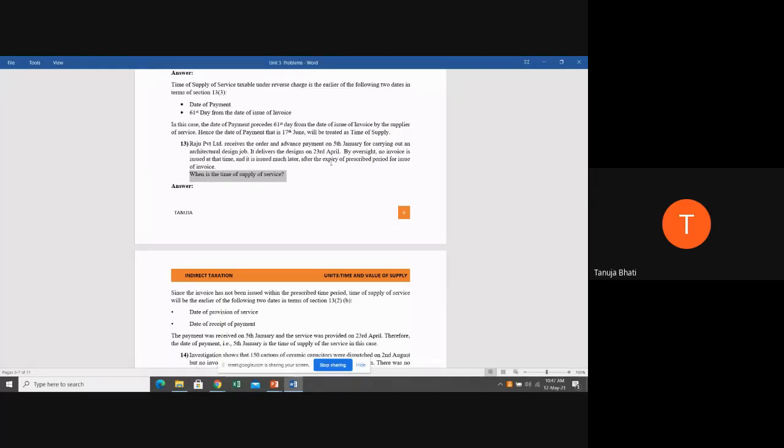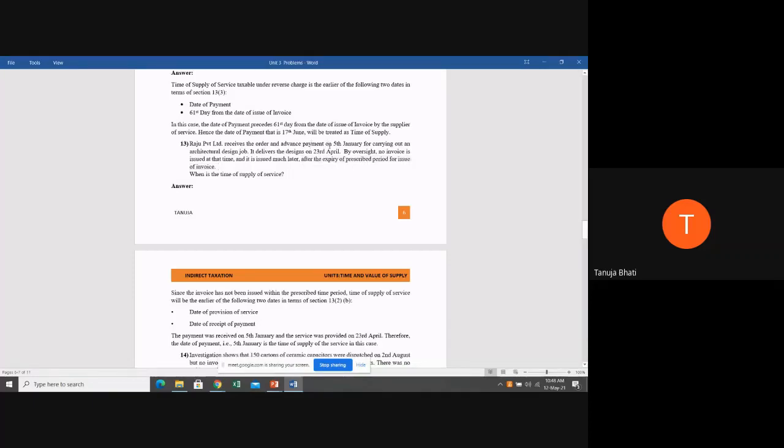Now under forward charge for services, what are the provisions? First, we need to see whether the invoice is issued within the prescribed time. Here they are clearly mentioning that the invoice is issued much later than the due date of issuing the invoice. So it is not issued within the prescribed time. Then the second clause, that is section 13 subsection 2 clause B, says that if the invoice is not issued within the prescribed time, the time of supply will be the earlier of two dates. That is the date on which the services are provided or the date on which the payment is received, whichever is earlier. So let us see in this case what is earlier.